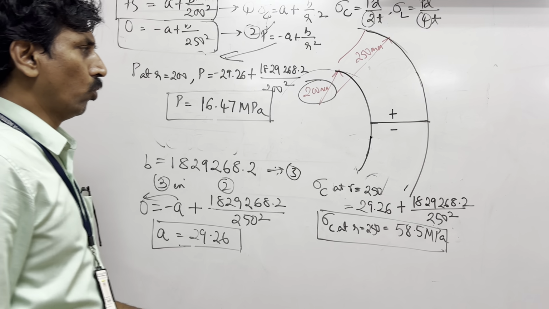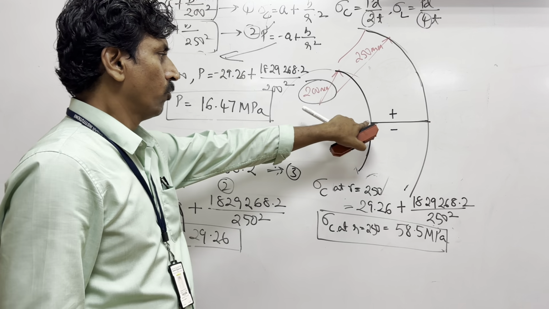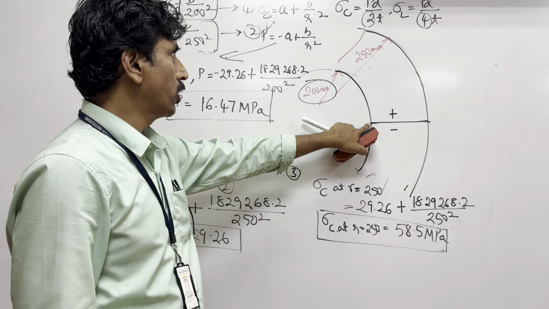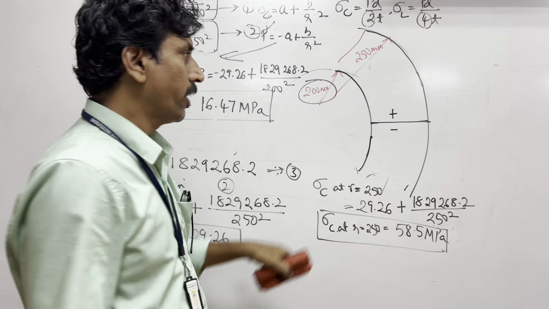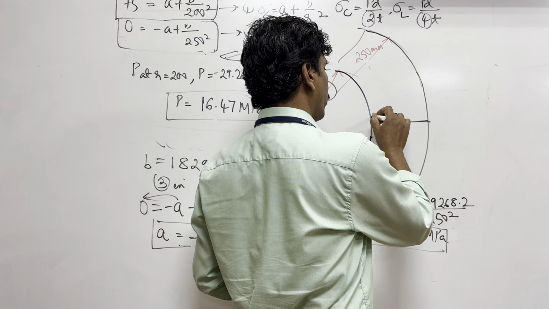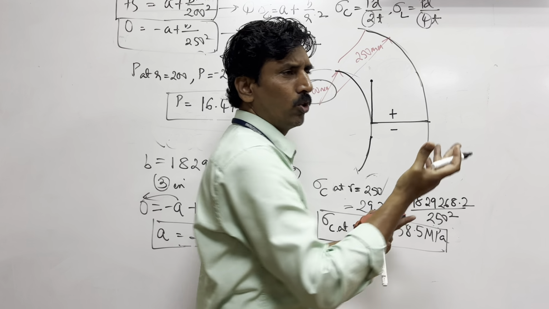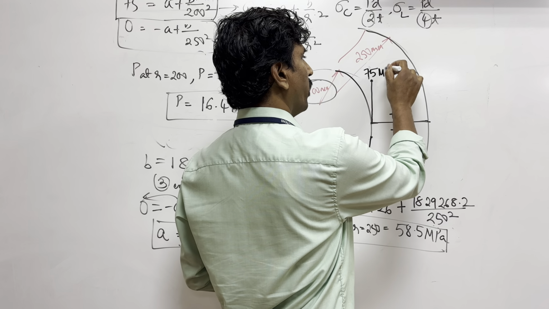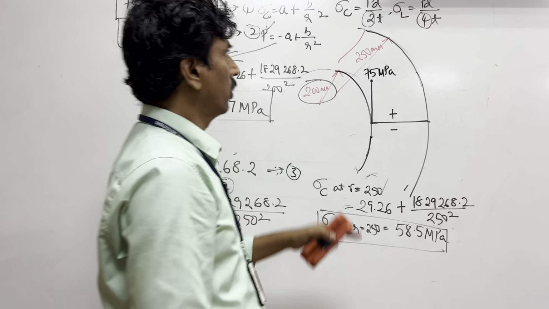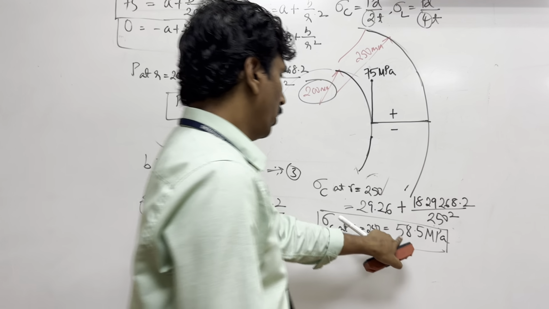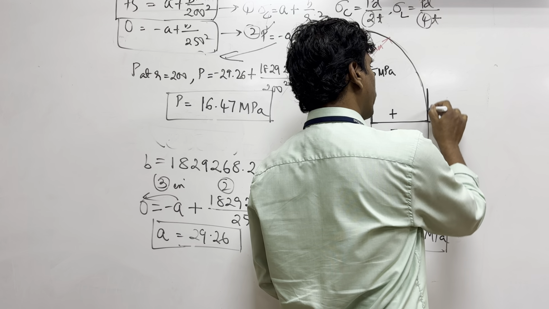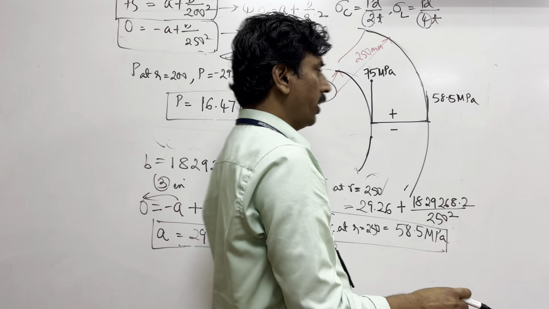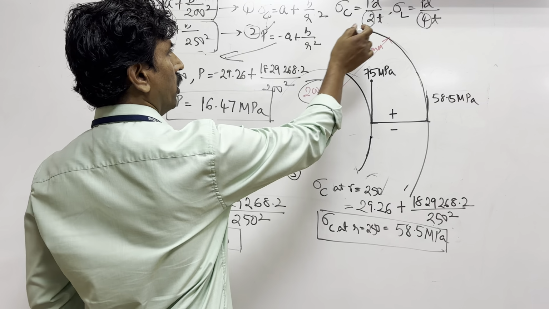You tell me what is the maximum positive stress, sigma C, at the inside? 75. So for 75 you can draw an approximate line and mark this value as 75 MPa. What is the stress outside that you got? 58.5. You draw a line like this, 58.5 MPa.